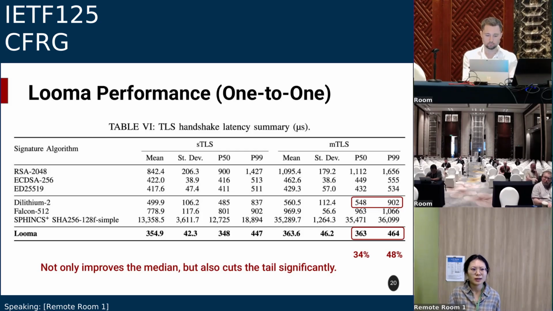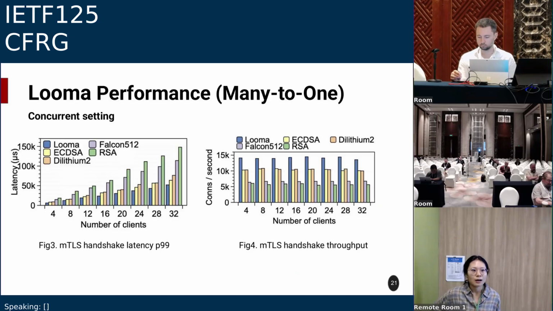This case is one client talking to one server. For the mTLS case on the right, compared to Kyber (ML-KEM) 2, we can see LUMA reduces P50 latency by 34% and P99 latency by 48%.